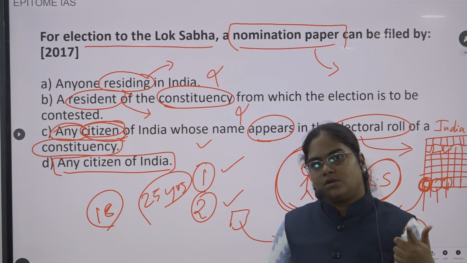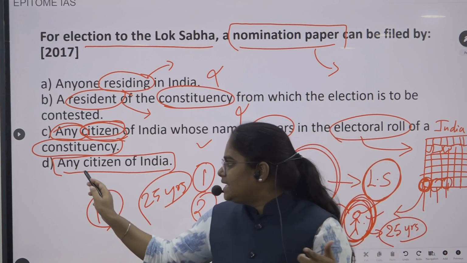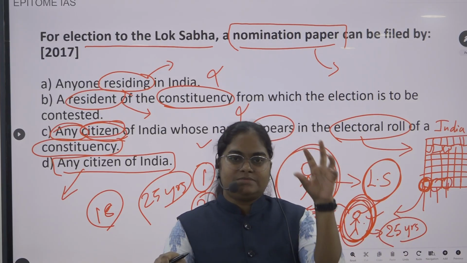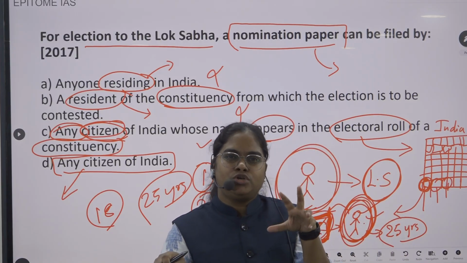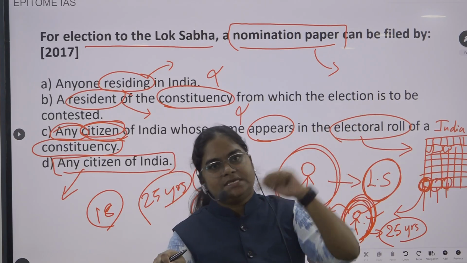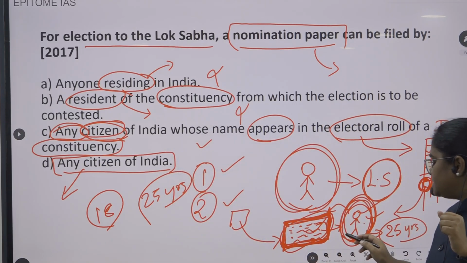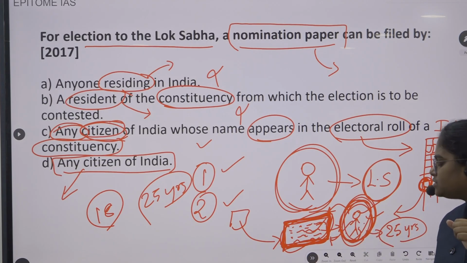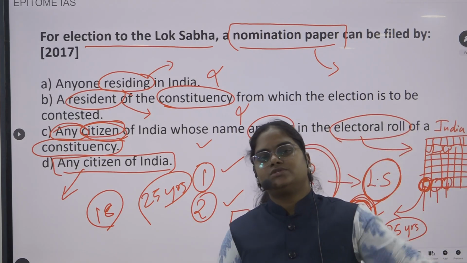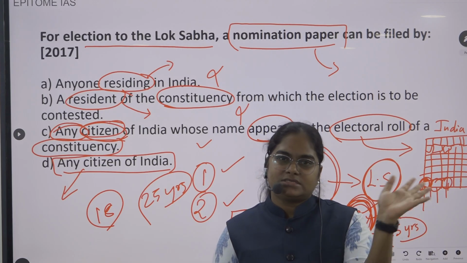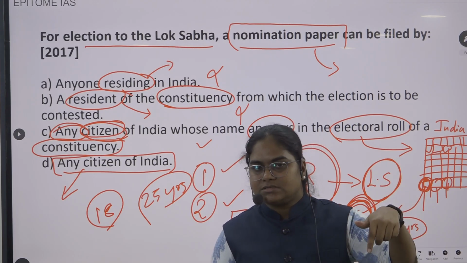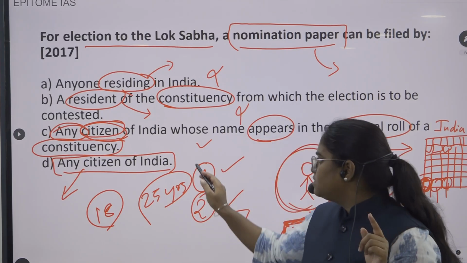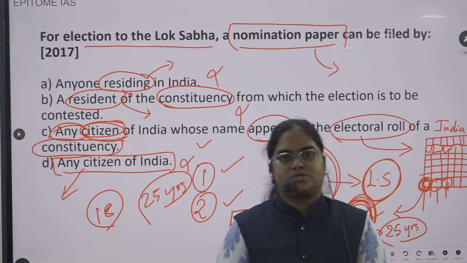What is that another logic? Another logic is any citizen of India, which means this particular person can belong to any other constituency. Let us say this person is contesting an election, but he does not belong to this constituency. He belongs to some other constituency. Just because he is a citizen of India, can he contest in this constituency? No, it's not possible, right? So we can directly eliminate this option.